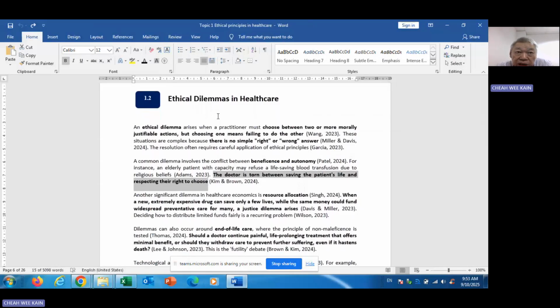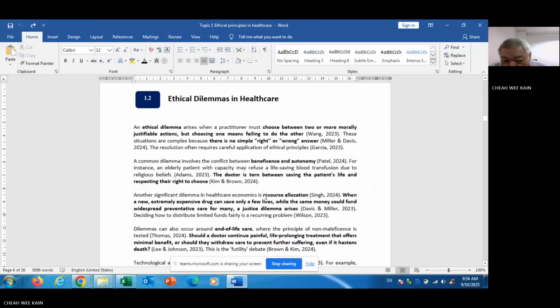So the ethical dilemma is always on the medical practitioner. When they are facing pressures and stress, oh, it's very difficult. Okay, let me tell you, it's very difficult. Another significant dilemma is resource allocation. For example, when a new or expensive drug can save only a few lives, while the same money could fund widespread prevention for many, a justice dilemma exists.